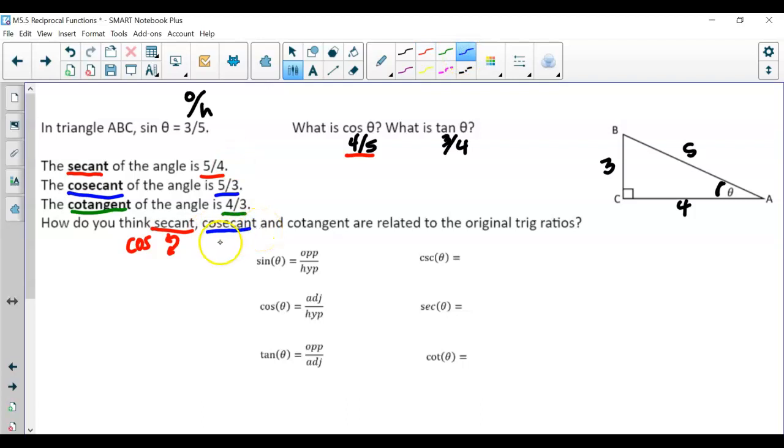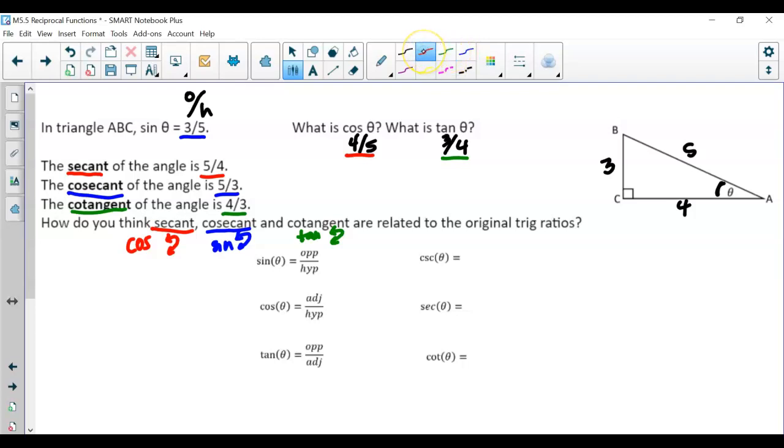Cosecant, well, sine, but flipped. So notice how sine was 3/5 and cosecant was 5/3. And cotangent is tangent flipped, the reciprocal. So tangent was 3/4, cotangent was 4/3. And that is our reciprocal relationships.